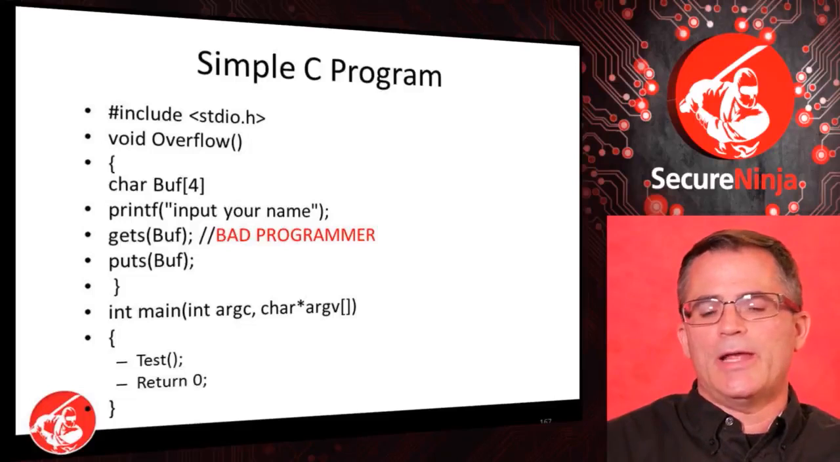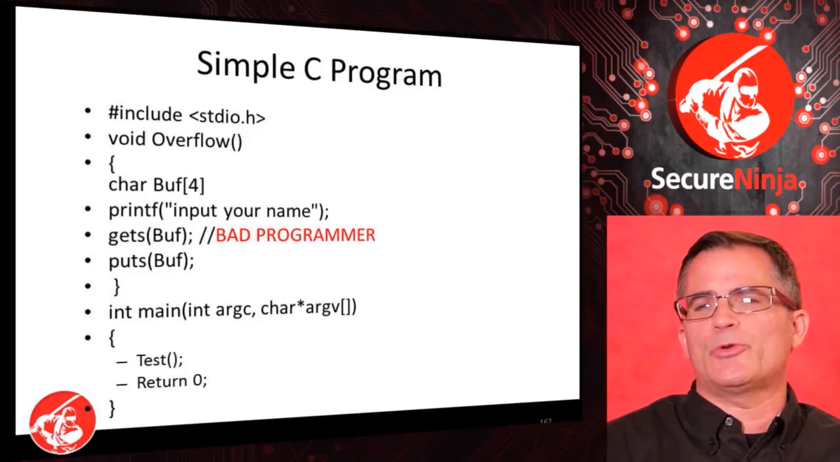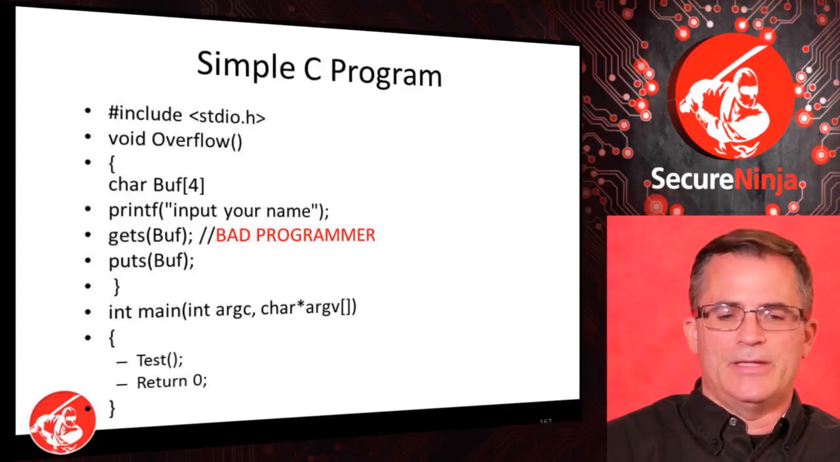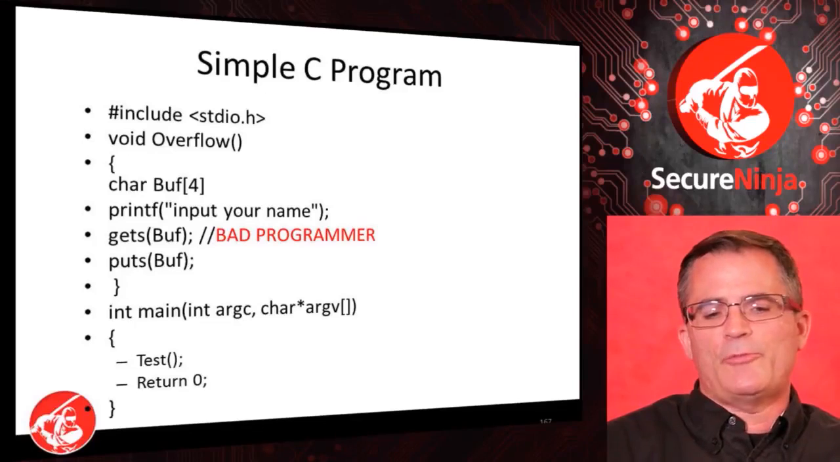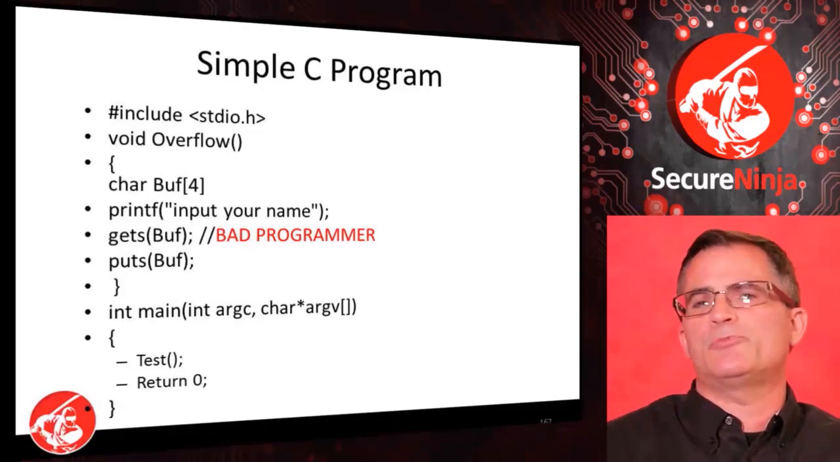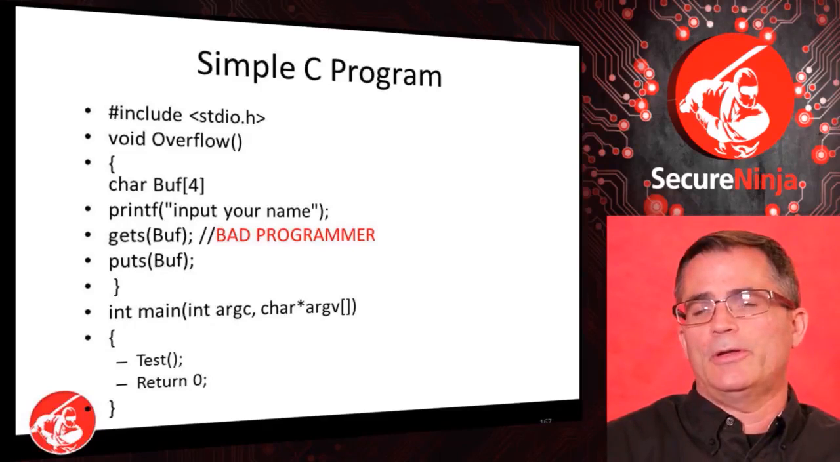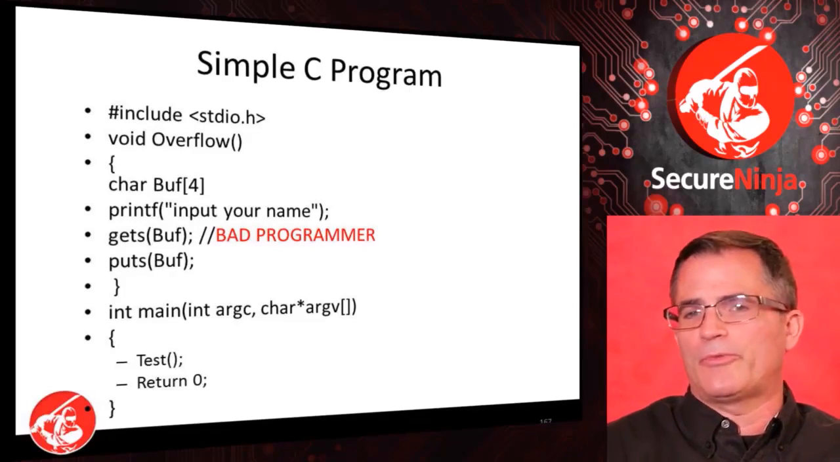So we say input your name. A bad programmer says get string buff. Well, buff is just an arbitrary area of memory that has character space. Well, if we put in there, in this case it's 4 characters, well, what if I put in 10 characters? Well, all he does is put string buff, which will display it on the screen. So if I put in 4 characters, the program's fine.